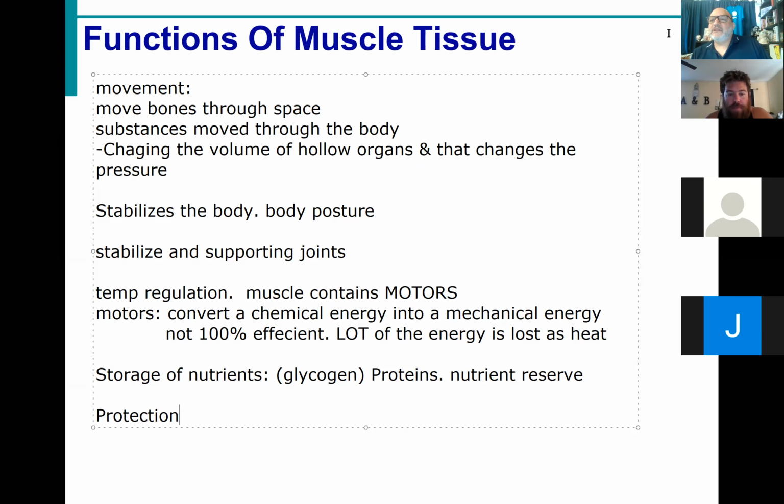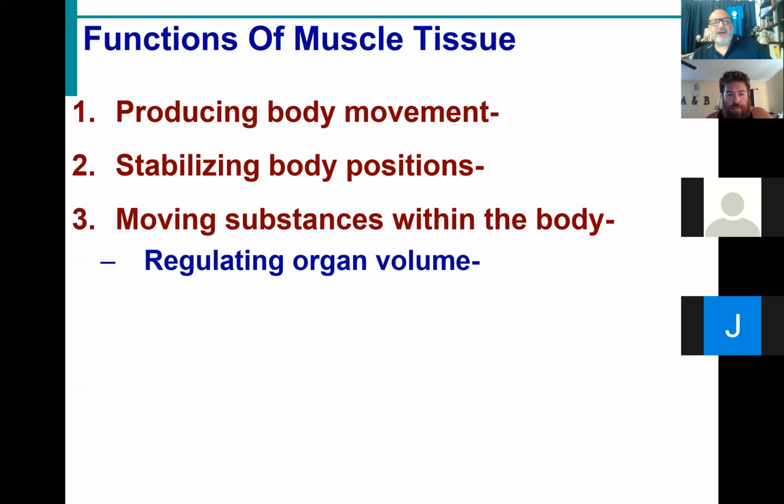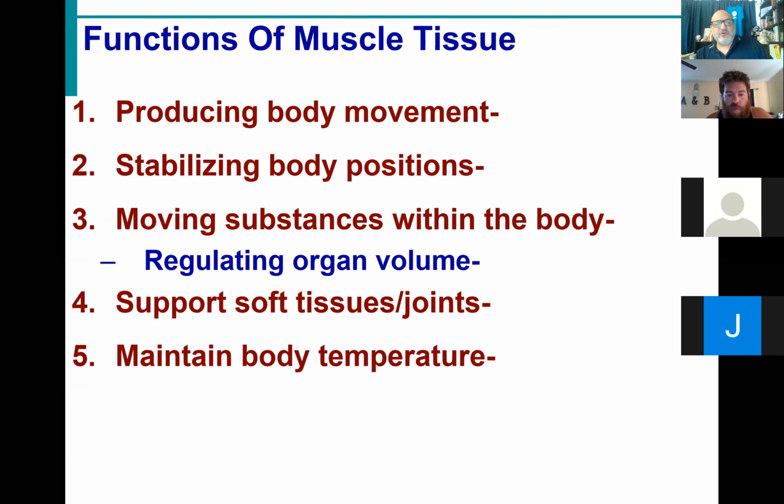So there you go. Let's see if we got it all. Producing body movements, stabilizing body position, moving substances within the body by changing the volume of the organ, supporting our soft tissue and joints, maintaining body temperature, nutrient reserve. Excellent. Perfect. We've got it all.